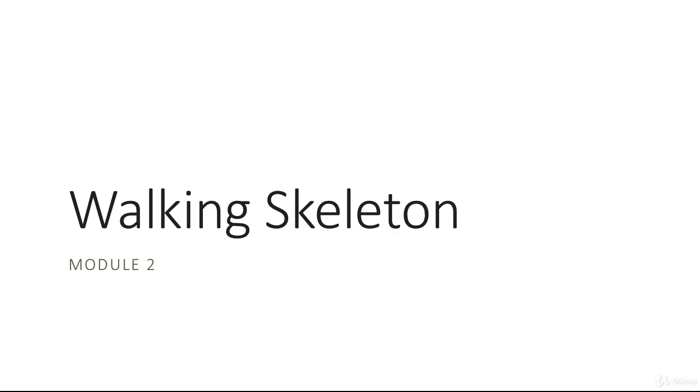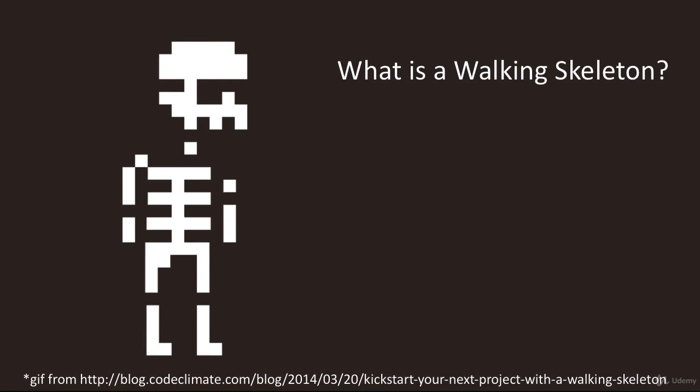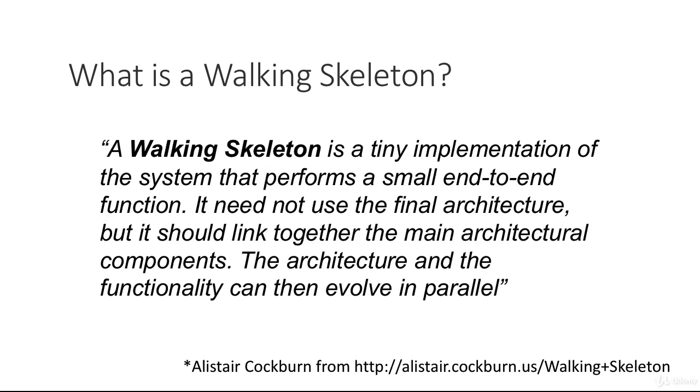So welcome to Module 2, and this module is the walking skeleton. And what is a walking skeleton? Well, a walking skeleton is a tiny implementation of the system that performs a small end-to-end function. It need not use the final architecture, but it should link together the main architectural components. And then the architecture and the functionality can evolve in parallel.